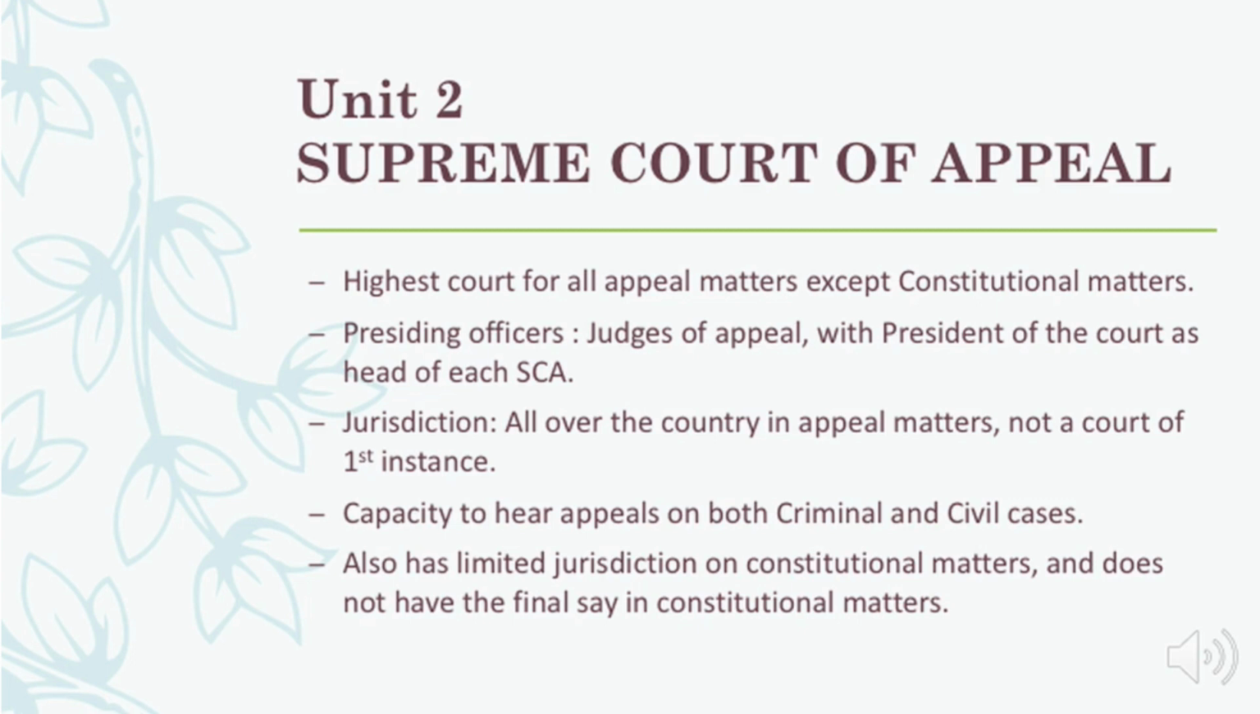Right? Now, this court also has the capacity to hear appeals on both criminal cases and civil cases. And a good example of a criminal case which was taken on appeal is that of the Pistorius case. All right? So you can go back and read up on that to find out how appeals worked in that particular regard. Now, the Supreme Court of Appeal also has limited jurisdiction on constitutional matters, but it does not have the final say when it comes to constitutional matters itself. So the Constitutional Court can actually overturn the decision made by the Supreme Court of Appeal as well.